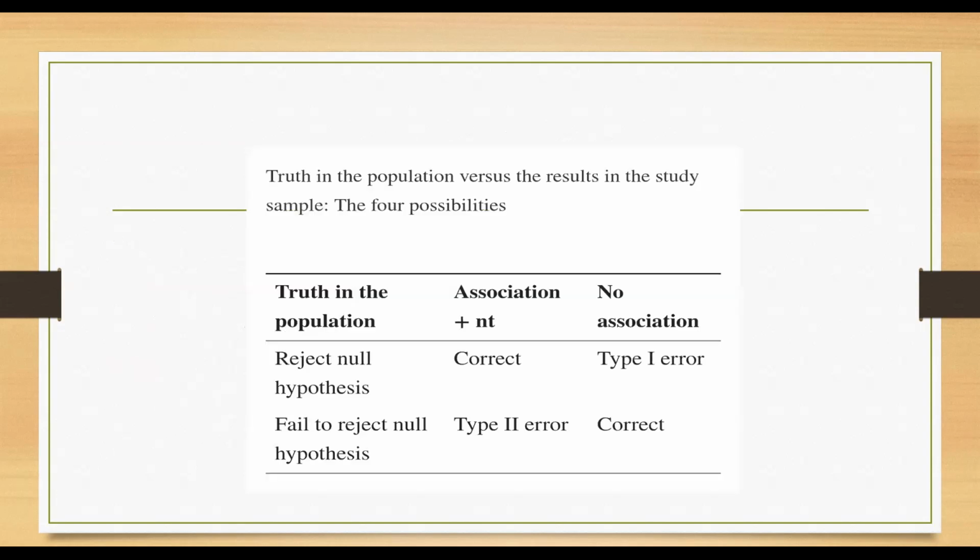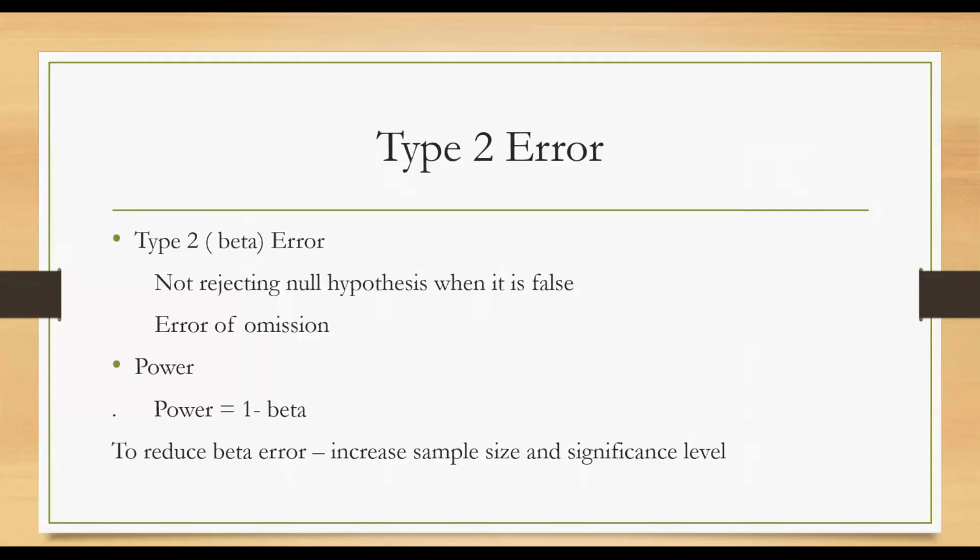For example, if you want to get tested for COVID-19, and you actually have COVID, and the test says that you do not have COVID, it is a type 2 error. Moving on to the power of the study, it is nothing else but 1 minus beta.